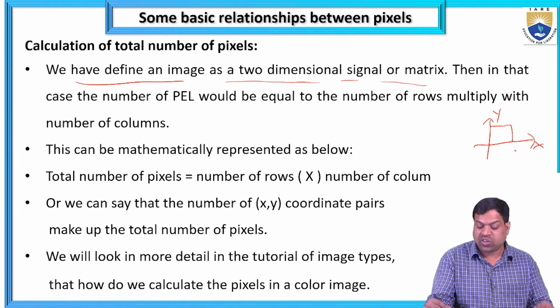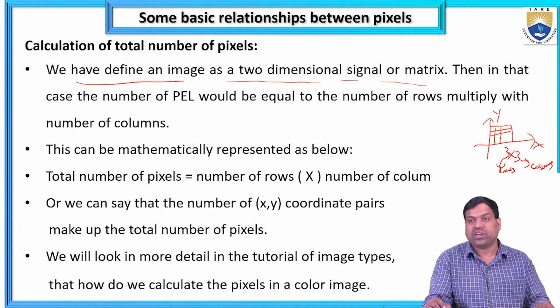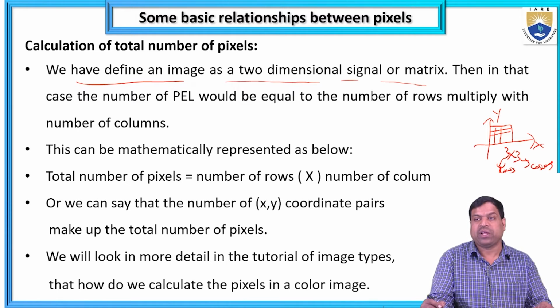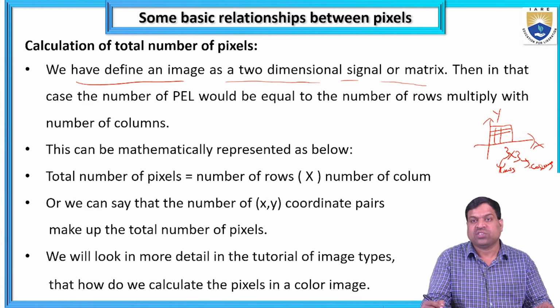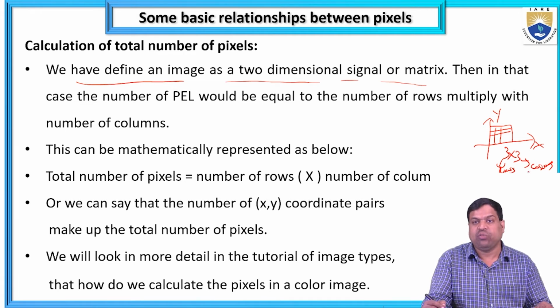So how many rows and columns? Suppose I am taking 3 rows and 3 columns. It is a 3 by 3 matrix. We multiply the number of rows with the number of columns: 3 into 3 is 9, 4 into 4 is 16, like this. So this is how we represent these pixels mathematically.